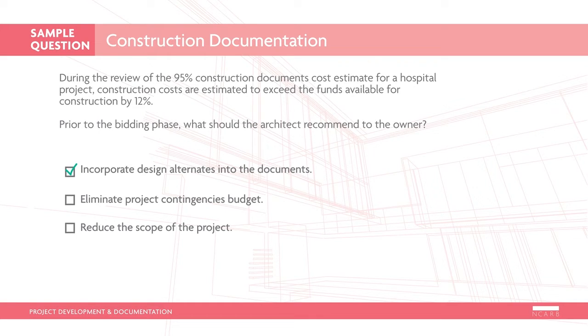Project contingencies cover unforeseeable project conditions while addressing risk-related issues. Therefore, it is not advisable to eliminate these values. Reducing the scope of the project is possible, but can cause schedule delays and be costly for the architect, as this would require revising the construction documents. This is a UA level item requiring an understanding of how construction estimates can influence project documentation and how to address cost concerns prior to the bidding phase.